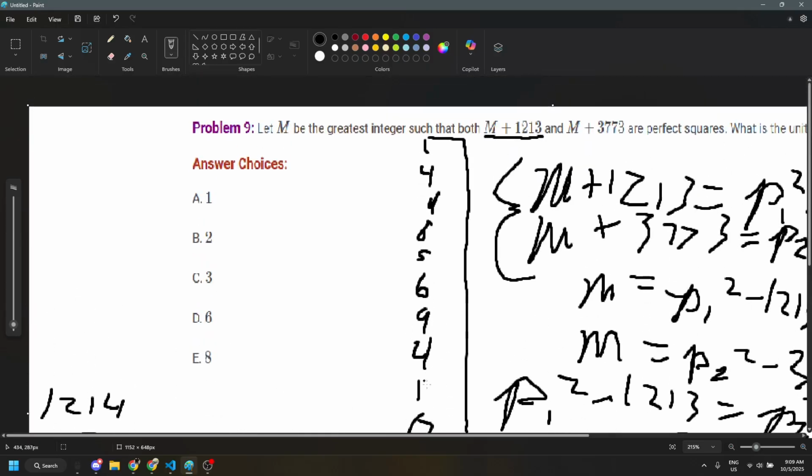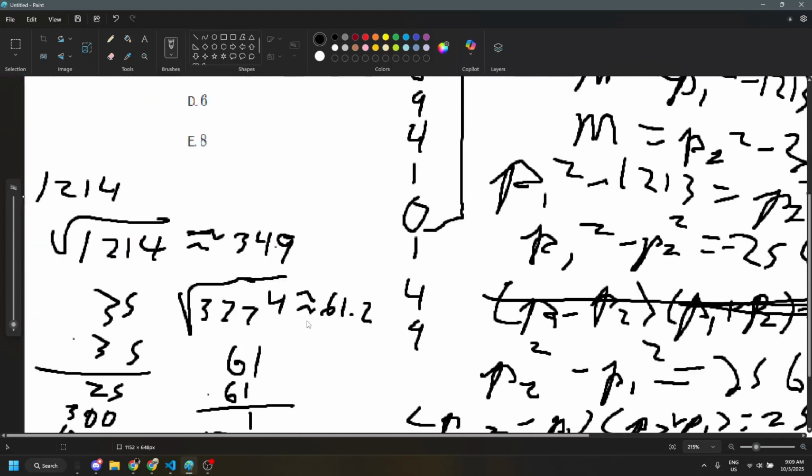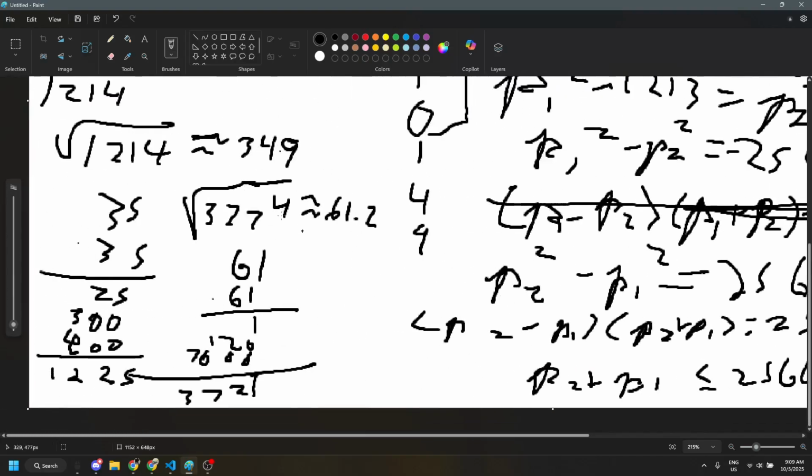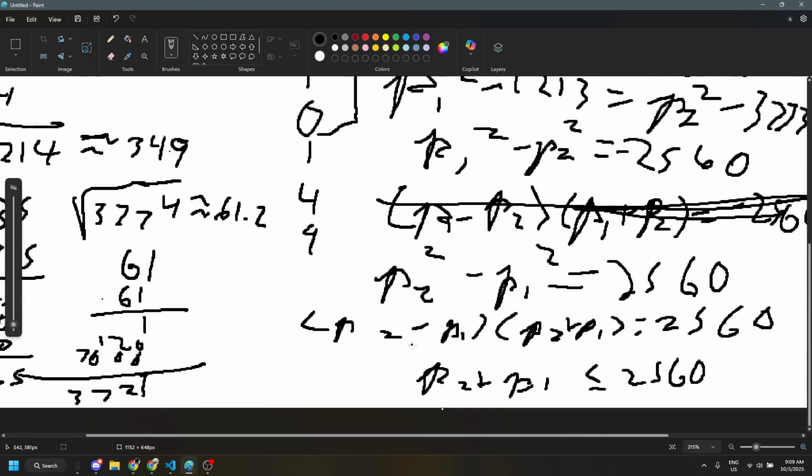So, okay. We know that P1 and P2 are at least these two numbers. So we have, okay.